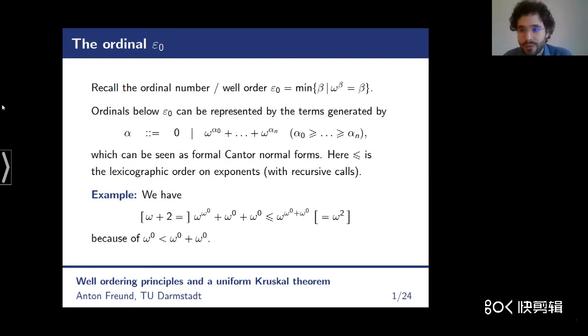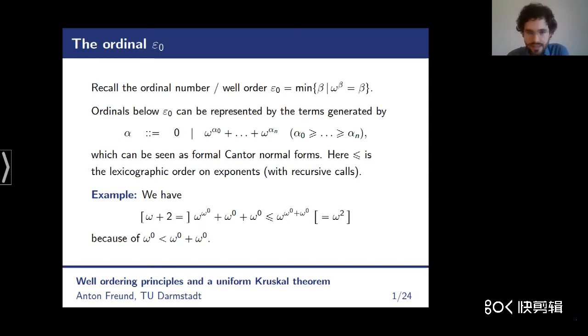Once again, if you do come from set theory and if you are comfortable with these operations from ordinal arithmetic, then it makes sense to think of this expression here as something like a Cantor normal form from set theory. But this connection is not actually strictly required for this talk. Maybe it's good to look at an example.